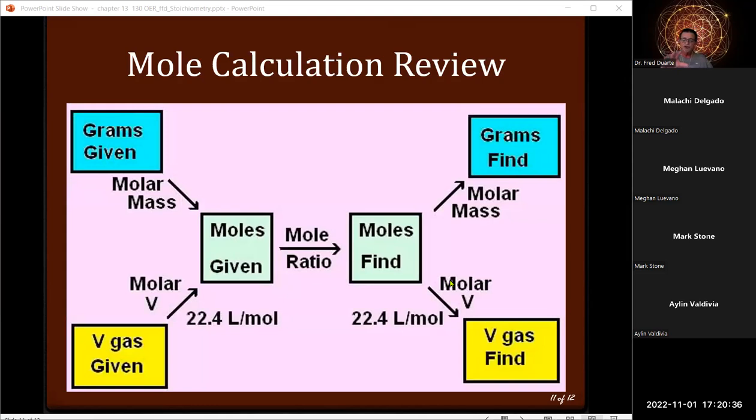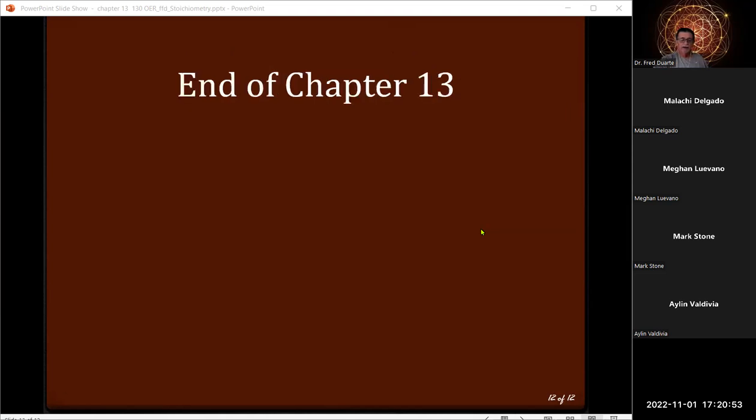The thing to remember about this chapter: use the flow chart in the calculations. The flow chart will get you from point A to point B. And the takeaway is this: convert things to moles to get you from A to B. You have to get into moles. That, ladies and gentlemen, brings you to the end of chapter 13.